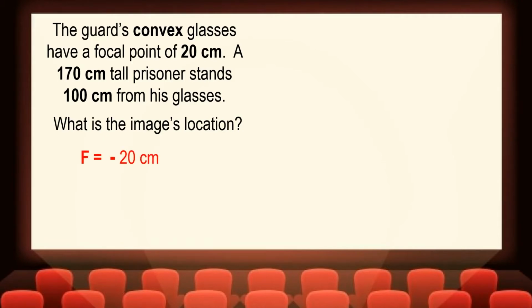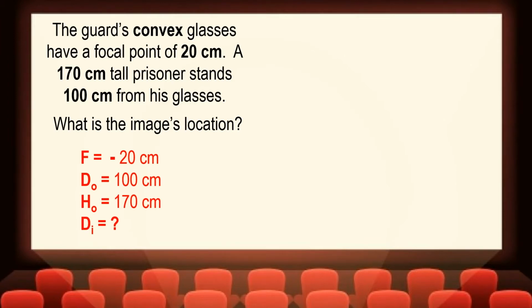We know the focal point because it's convex. It's not just 20 centimeters, it's negative 20. We know the distance of the object. We know the height of the object, but we need to know the distance of the image. This is another way of saying the image's location.